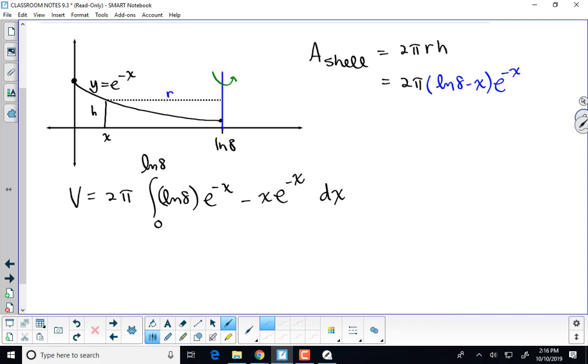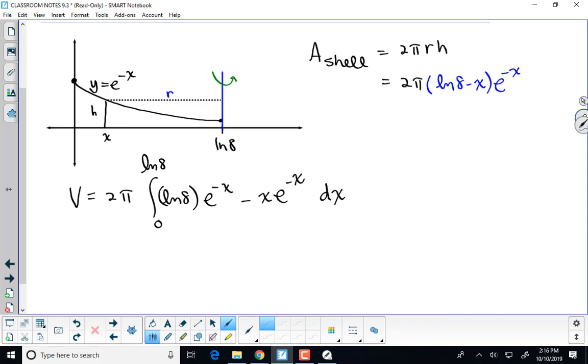All right, so I'm going to stop it there. This part in front, that's just a direct integration, divide by negative 1. What do you use to integrate x e to the negative x? Integration by parts, one time.